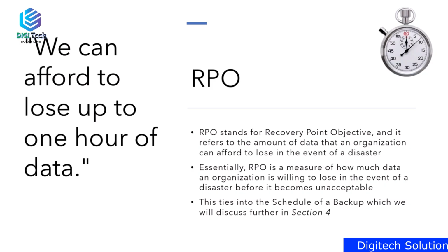So your RPO, or recovery point objective, refers to the amount of data that an organization can afford to lose in the event of a disaster. Essentially, RPO is a measurement of how much data an organization is willing to lose in the event of a disaster before it becomes unacceptable. This ties in heavily to the backup schedule, which we're going to be looking at in section 4.